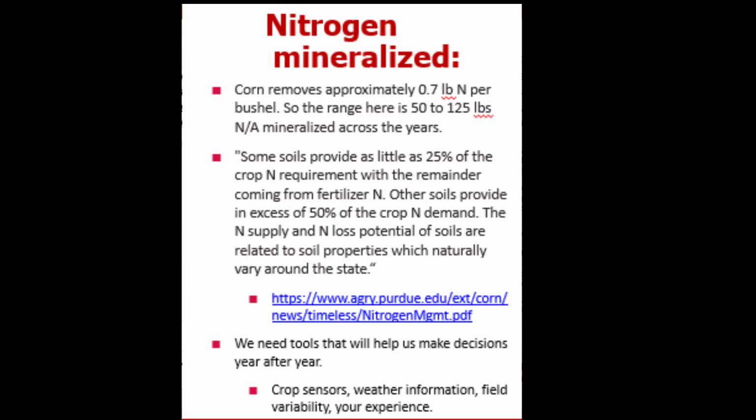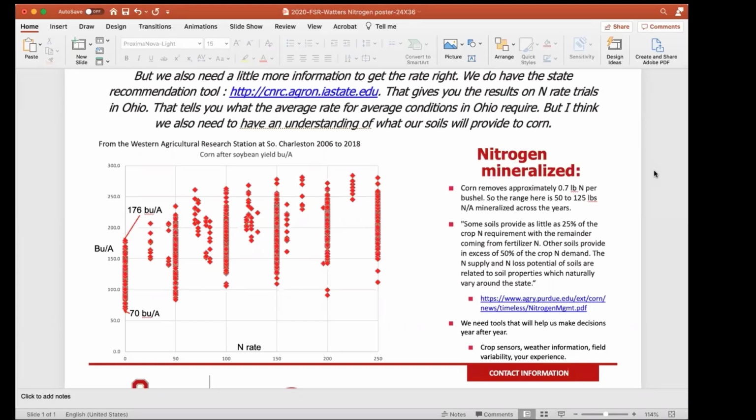Northwest Ohio, the Hoytville clays that Greg does his work on, it's about 15 to 20 pounds less, but it's in a similar range. So his may go from 35 up to 105 or something like that as far as what nitrogen he says mineralized. And we see around the state some other trials where we collected this kind of information, and we see similar numbers across the whole state of Ohio. Very interesting that we can have a 100 bushel swing in corn yield without applying any nitrogen at all.